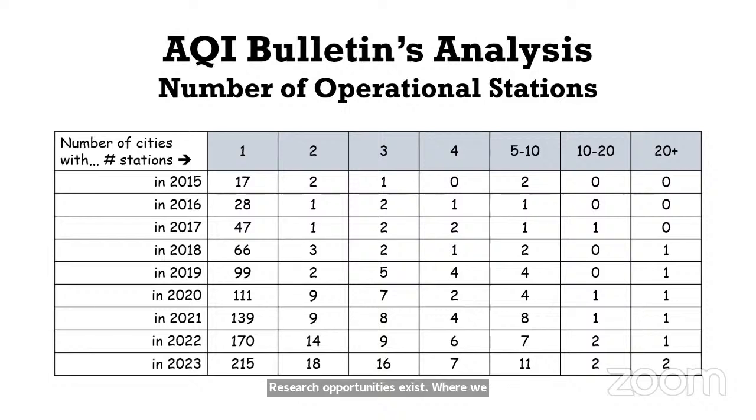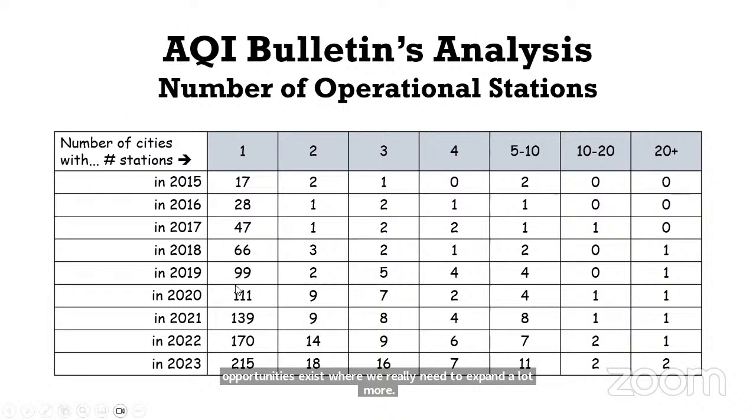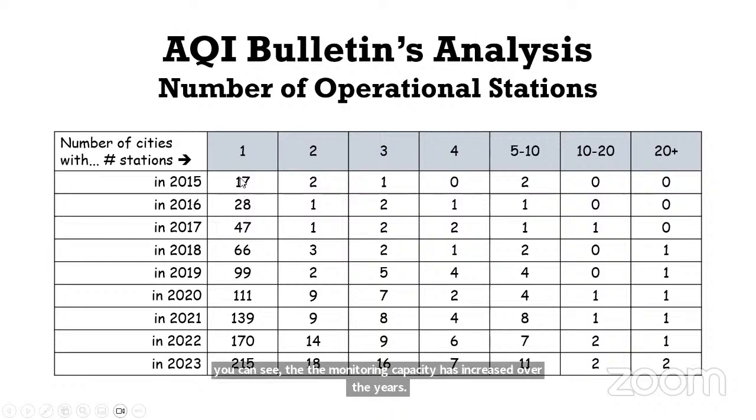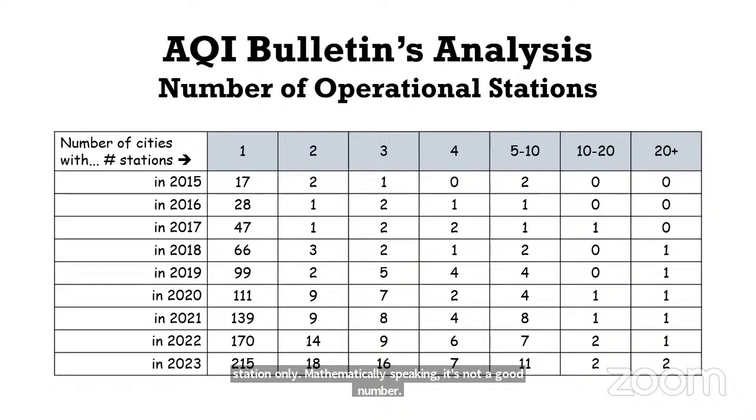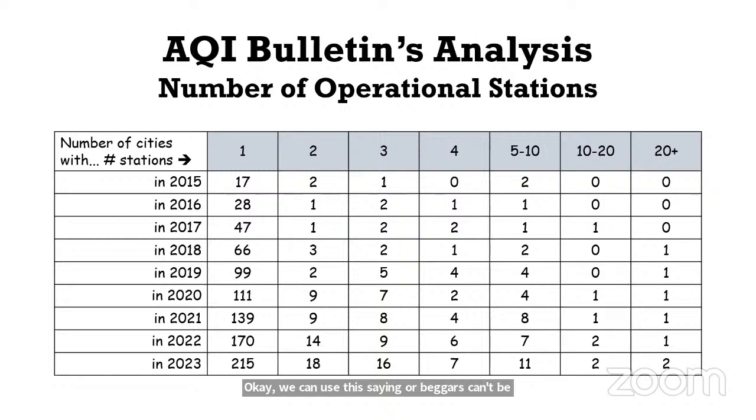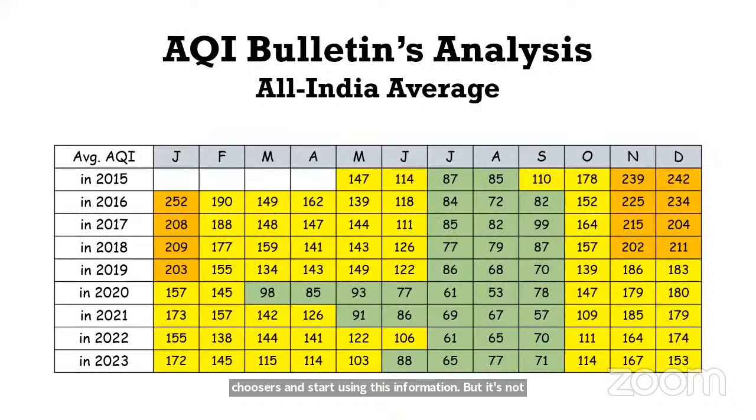As you can see, the monitoring capacity has increased over the years, but when we focus on the first column, most of the cities still have only one station. Mathematically speaking, it's not a good number. We can use the saying of beggars can't be choosers and start using this information, but it's not really giving us the true ground reality of air pollution in the cities.